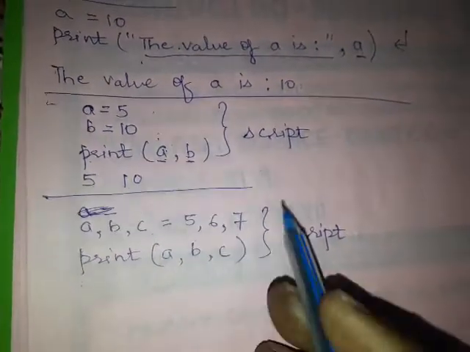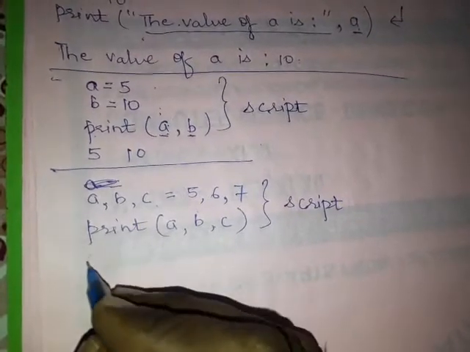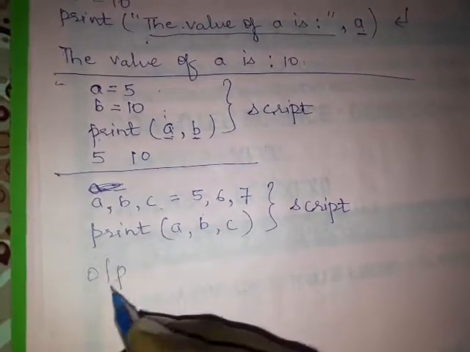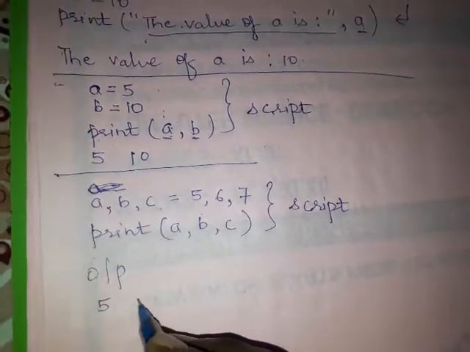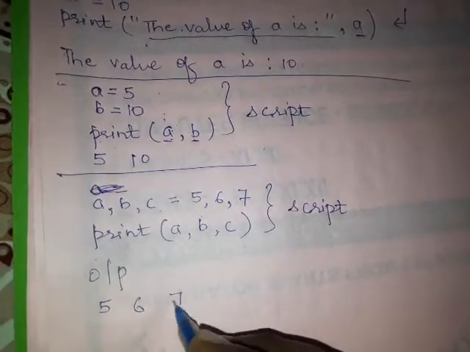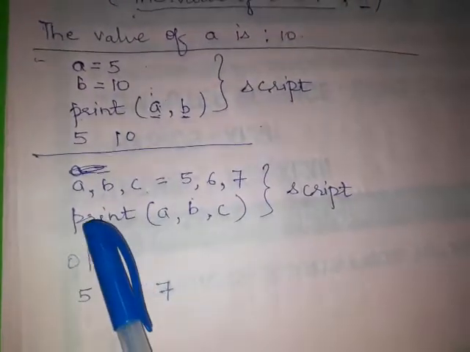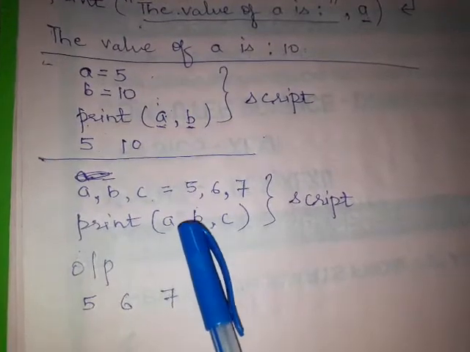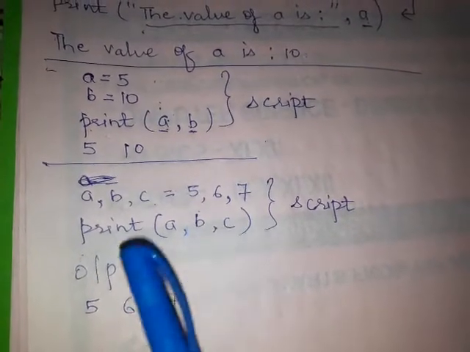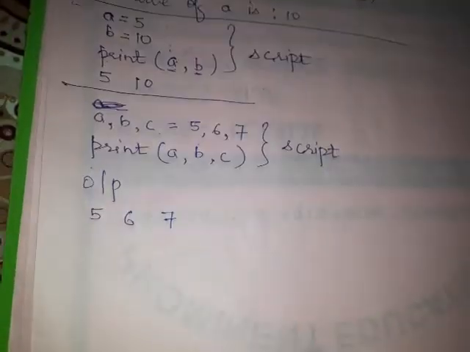Write these 2 lines in script mode and then run. The output will be 5 space 6 space 7. So print, by default, prints the values with some space between them.